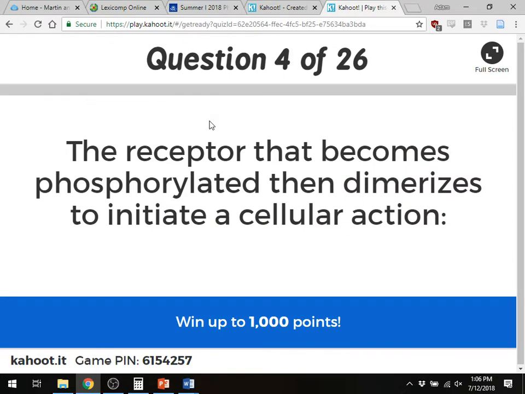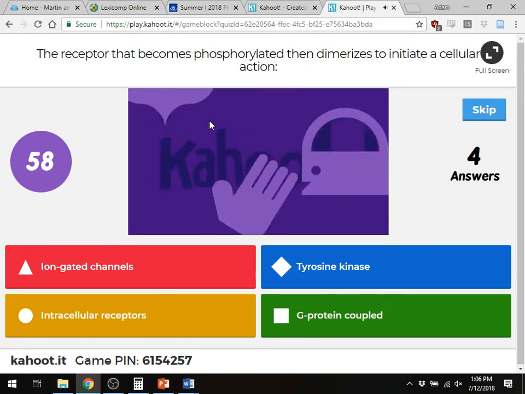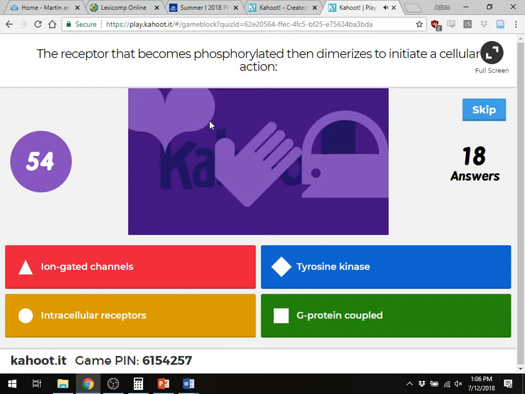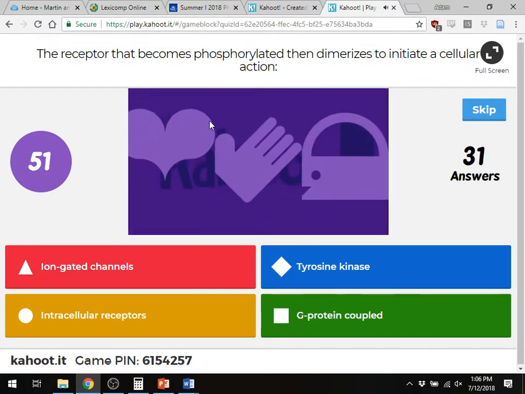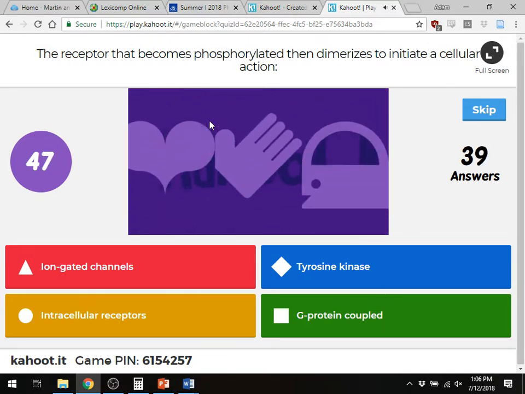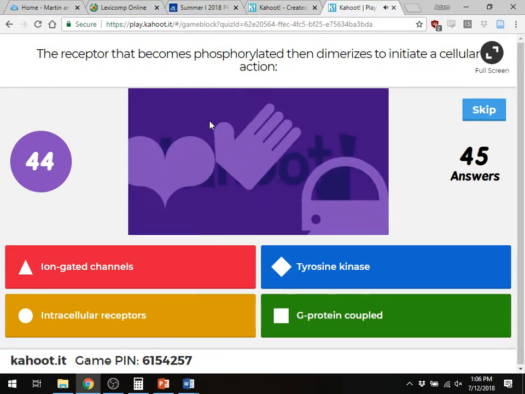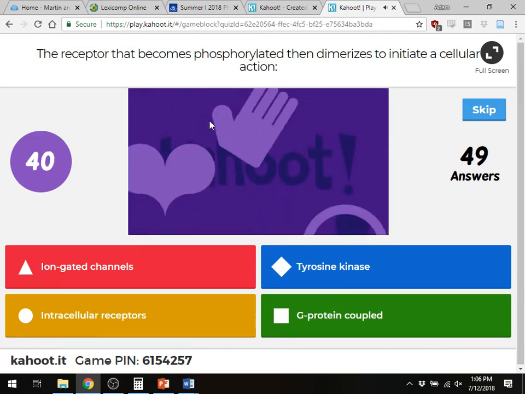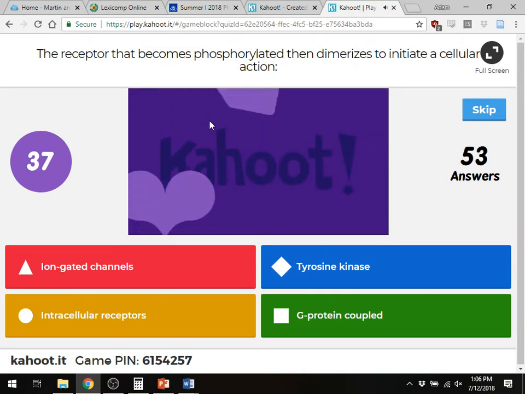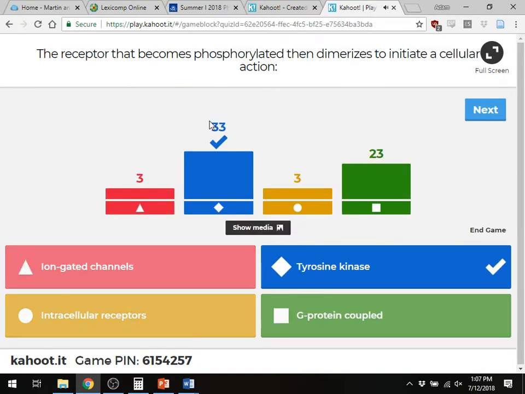All right. The receptor that becomes phosphorylated then dimerizes to initiate a cellular action: is it an ion-gated channel? Is it a tyrosine kinase receptor? An intracellular receptor or a G-protein-coupled receptor? Good. So remember the tyrosine kinase ones, and think of insulin as a good example, where two molecules bind to two separate inactive proteins. They come together, they both get phosphorylated, and then they activate a second messenger system, right?